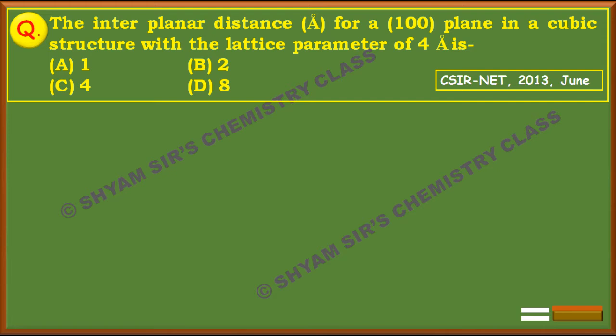Today we will solve this question. The interplanar distance in angstrom for a 100 plane in a cubic crystal structure with the lattice parameter of 4 angstrom is 1, 2, 4 or 8. Four options are given and this question was asked in CSIR-NET 2013 June. I think this is the simplest question ever asked in CSIR-NET from crystallography. You will understand why this is simplest while I show the solution of this question.